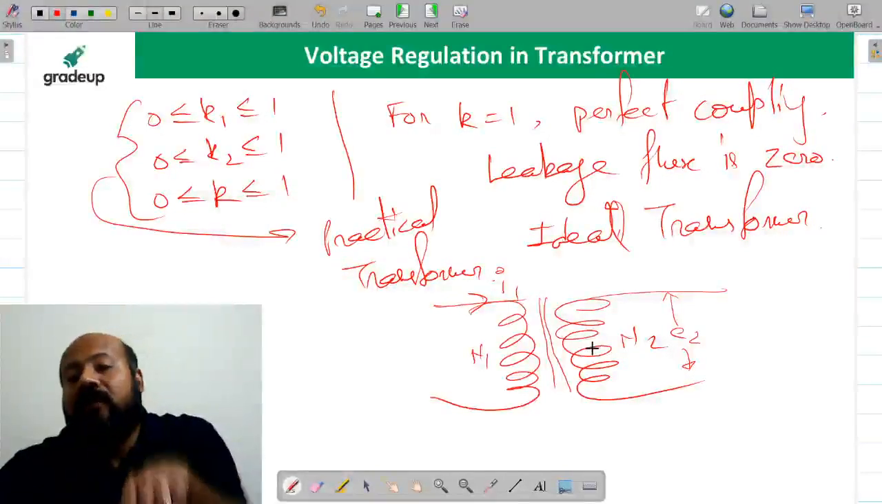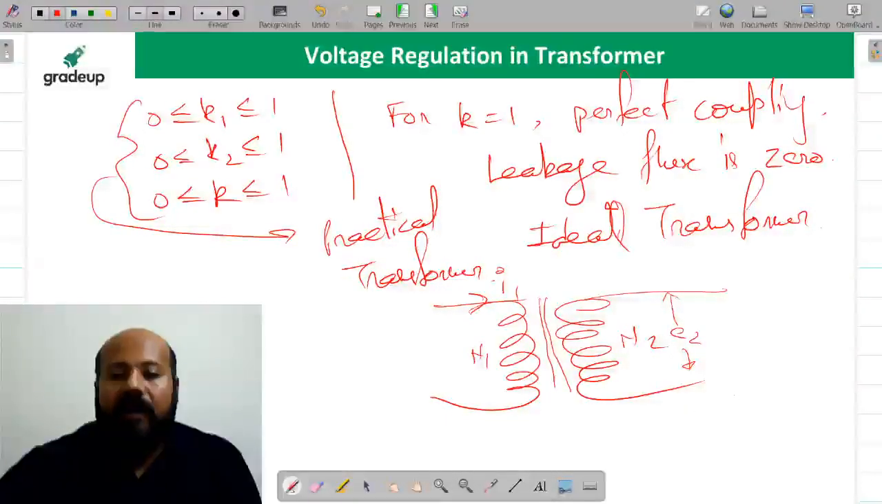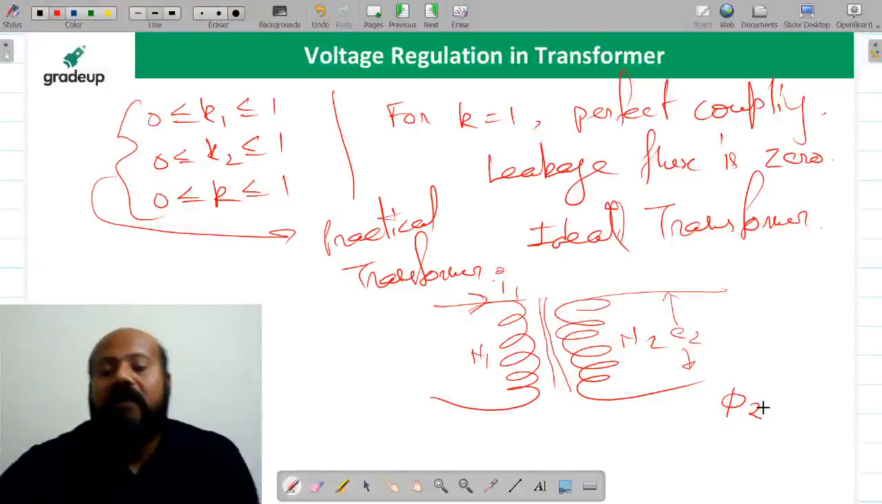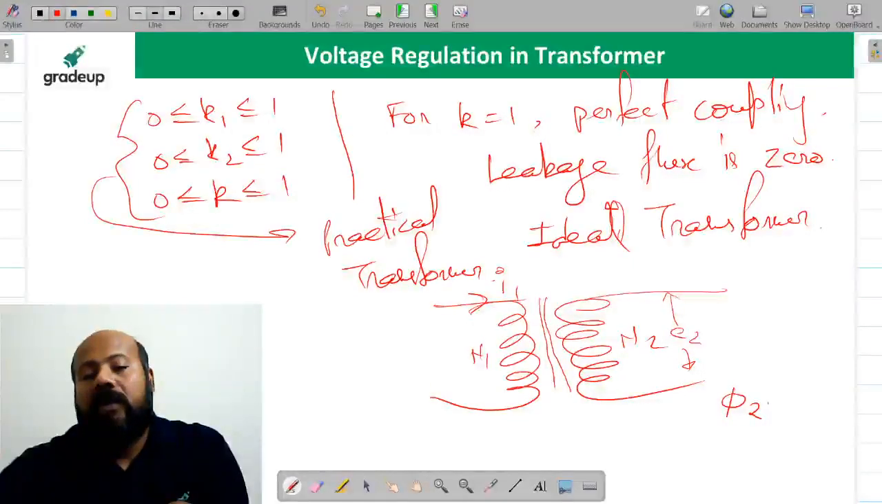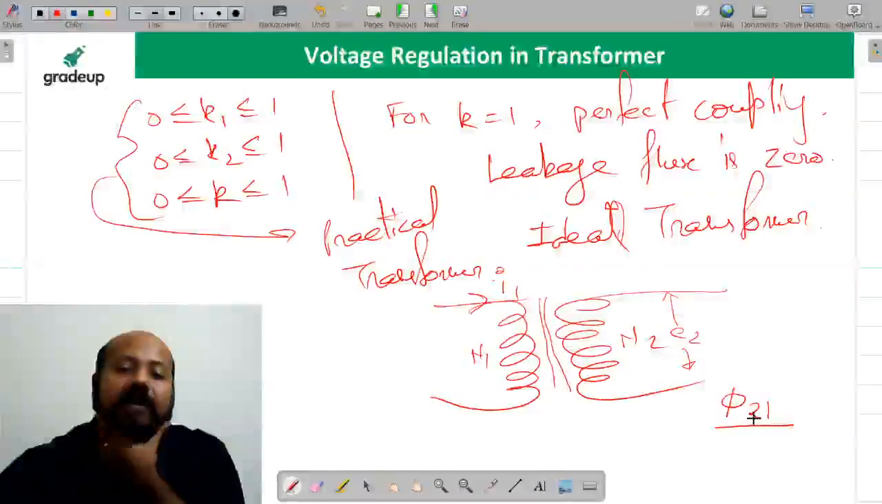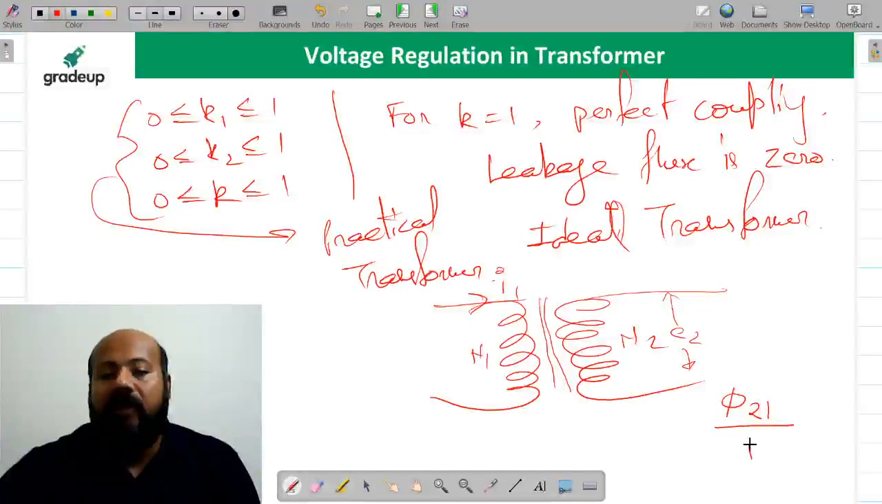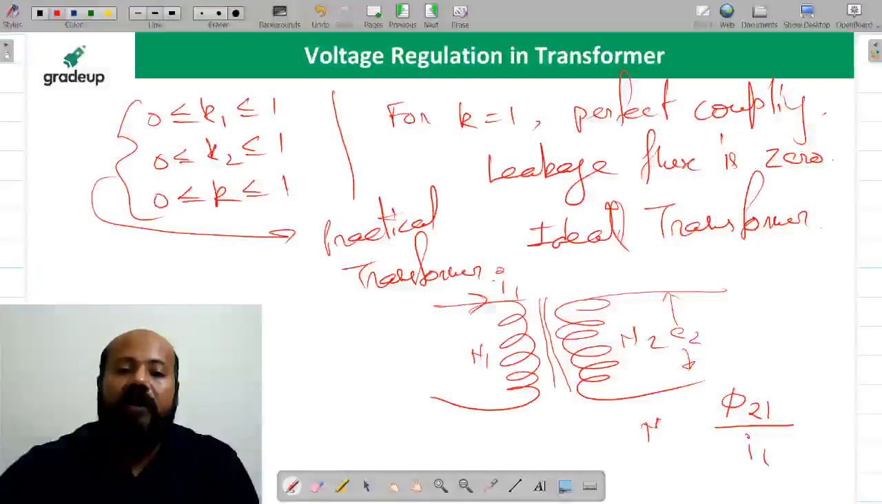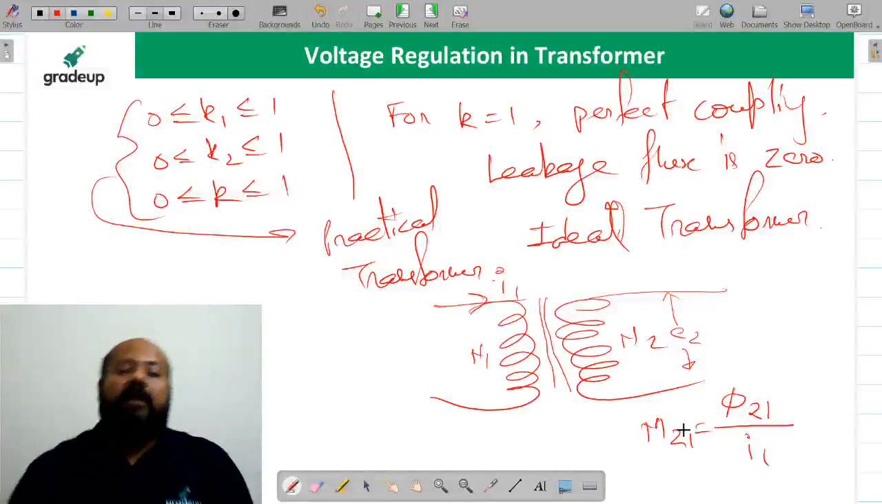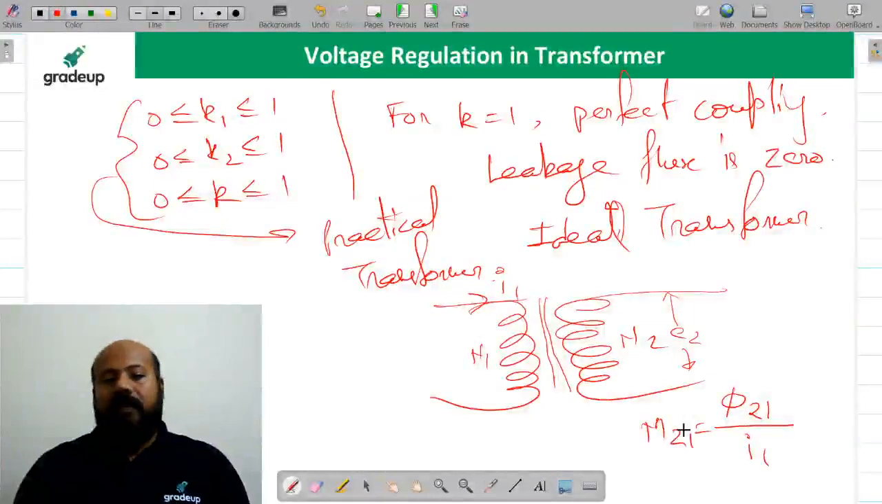This flux is because of which current? The current in the primary winding. So if you are saying that this is the total flux in the secondary winding due to the current in the primary winding, what is phi 21? Phi 21 is the flux linked in the secondary winding due to the current in the primary winding, and if you divide it by this current, then it is going to give you the mutual inductance of the secondary winding with respect to the primary winding. This is how we are going to define the mutual induction.